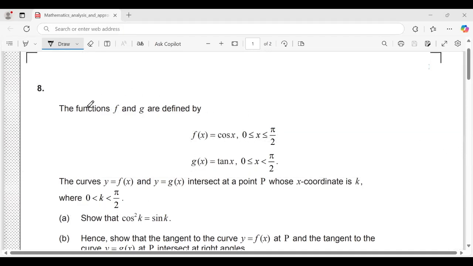Number 8. The functions f and g are defined by f(x) equals cosine x, g(x) equals tangent x, where x is in the interval 0 to pi over 2. The curves y equals f(x) and y equals g(x) intersect at point P, whose x coordinate is k, where k is in the interval 0 to pi over 2. Show that cosine squared k equals sine k.